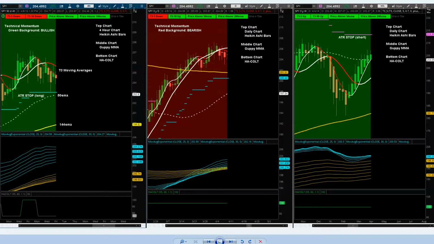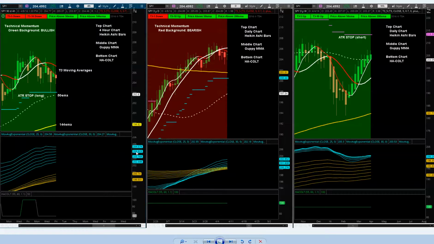As you can see here, as posted on the website, there is a 4-hour chart on the left. We have a daily chart in the middle, and on the right-hand side we have a weekly chart. On the top charts, a T3 moving average set to T3 5 exponential and T3 10 exponential moving averages is represented by the white and red lines up in this area. And then we have a 144 EMA and 50 EMA.